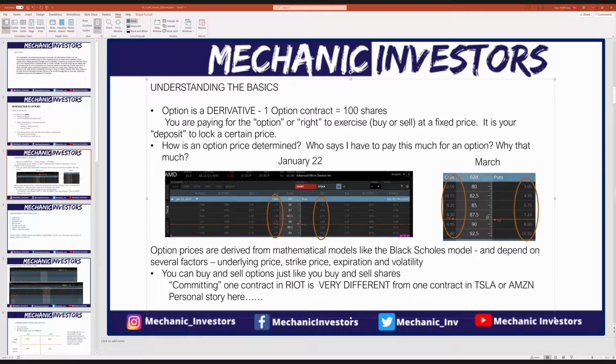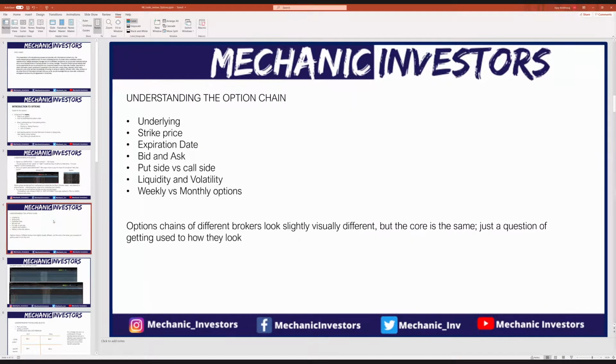Okay. Then you can buy and also you can sell. I know all of us are traders here. Just like you can go long and short shares, you can also go long and short options. You can buy options and also you can sell options. We will talk about it in a little more detail further on. I'm going to run through in the interest of time, but feel free to ask questions. So now let's talk a little bit about the option chain.